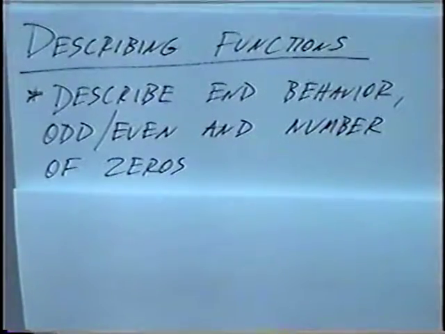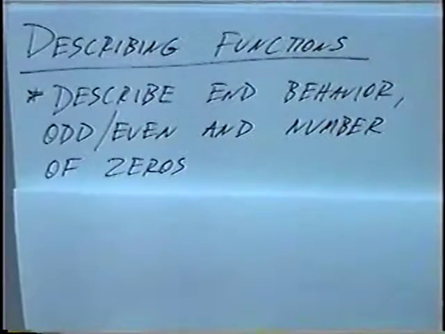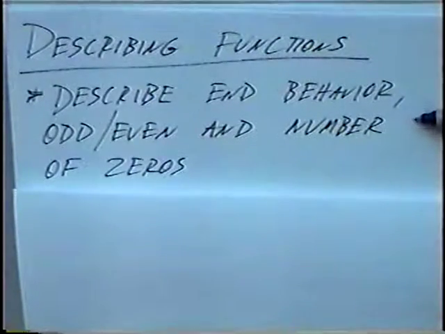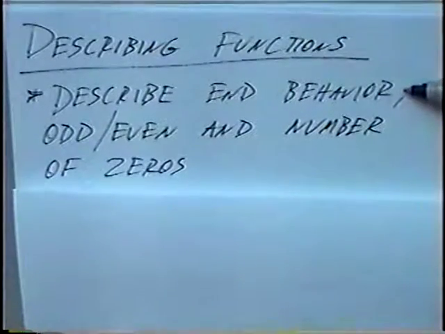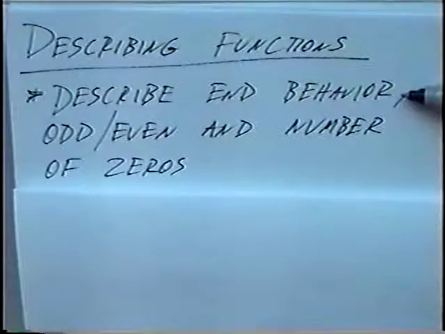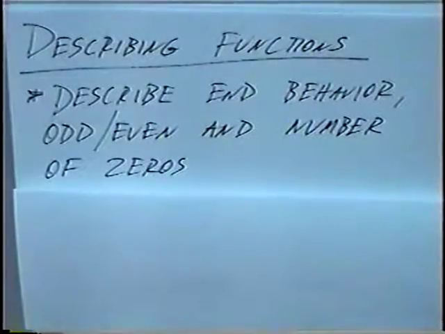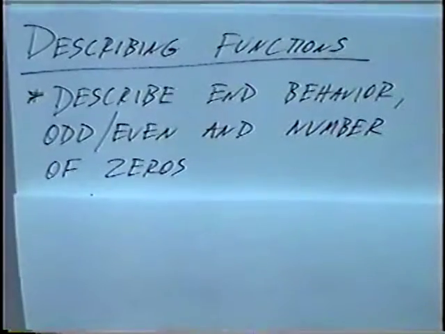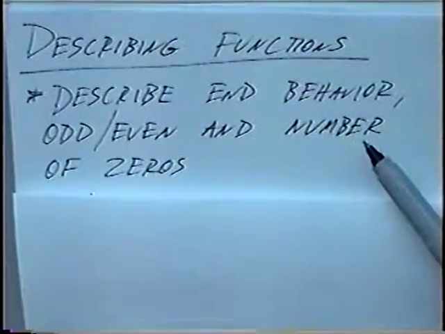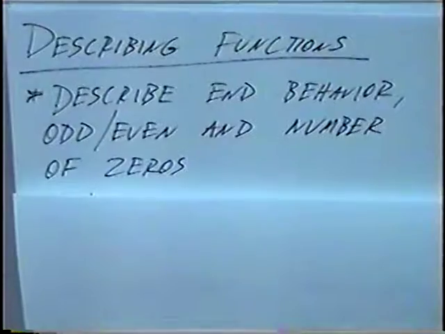Title of the last section is Describing Functions. The definition or way we'll describe a function has 3 parts. We will first describe the end behavior. End behavior will be the left side and right side of the graph and which direction it points. We'll also describe odd or even based on how the graph looks. And the last part will describe or state the number of zeros that the graph has.